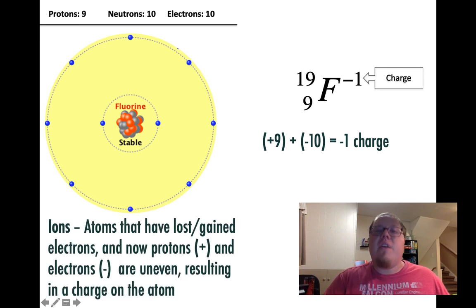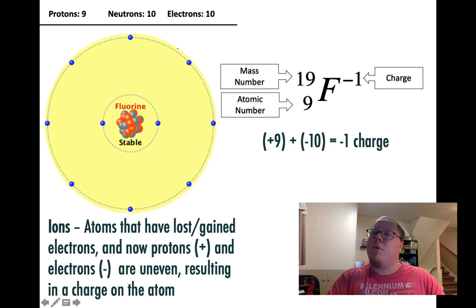These types of atoms are called ions. An ion is any atom that has lost or gained an electron. They're not going to lose or gain protons. The electrons are the ones that chemically react, and they either go to other atoms, or they're getting electrons that come from other atoms, and so they gain them or lose them, and that makes an uneven amount of protons and electrons, causing a charge on the atom.